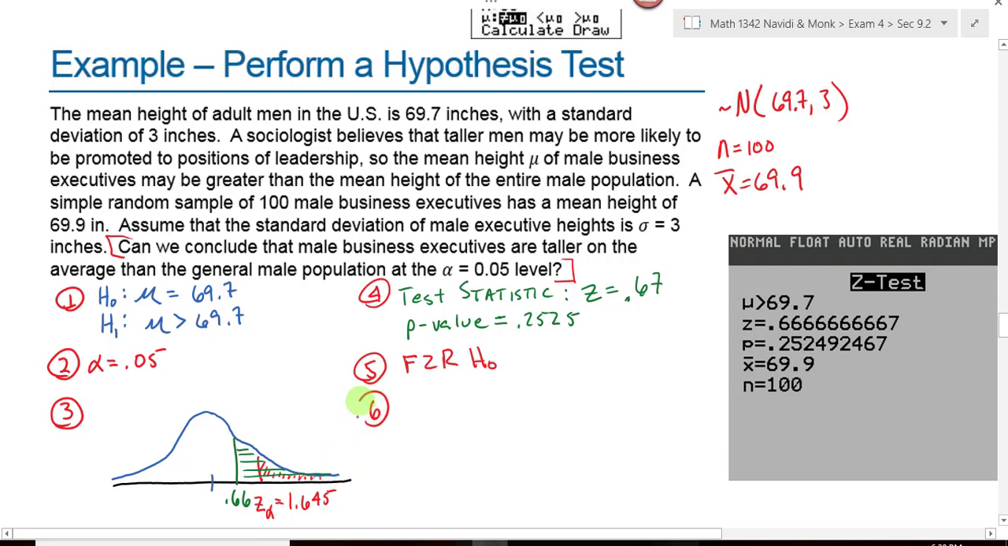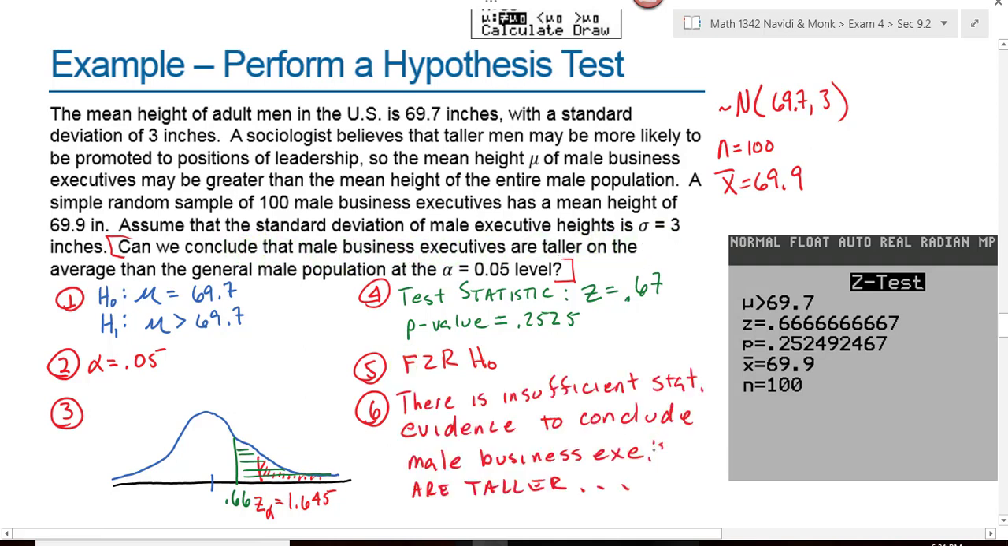Then you need to write a conclusion. We were asked, can we conclude that male business executives are taller on average than the general male population? Our null hypothesis is that the average is the general male population. That was that 69.7. We failed to reject this. So can we make this conclusion? No. So we would say there's insufficient statistical evidence to conclude that male business executives are taller than the average man.